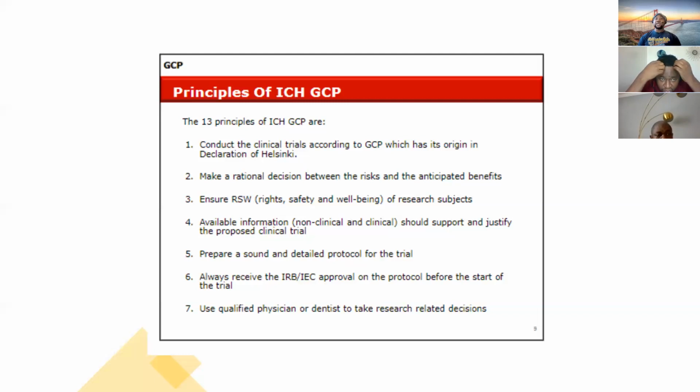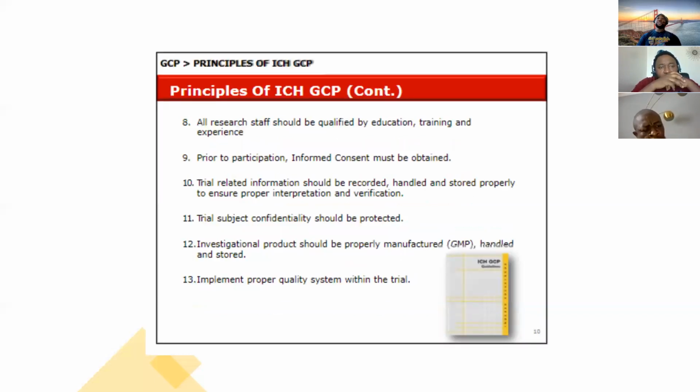Always receive IRB and institutional ethics committee approvals for the protocol before you start the trial. Use qualified physicians or dentists to make research-related decisions. All research staff should be qualified by education, training, and experience. Prior to participation, informed consent must be obtained. Trial-related information should be recorded, handled, and stored properly to ensure proper interpretation and verification. Trial subjects' confidentiality must be protected by all possible means.